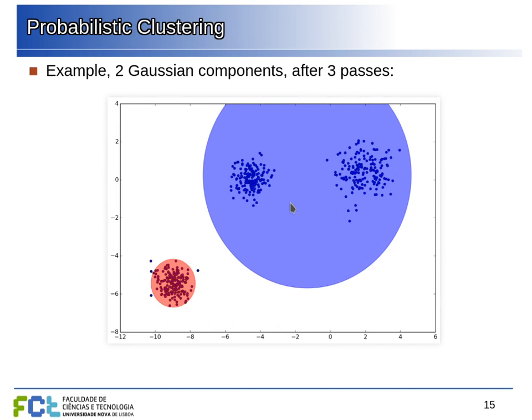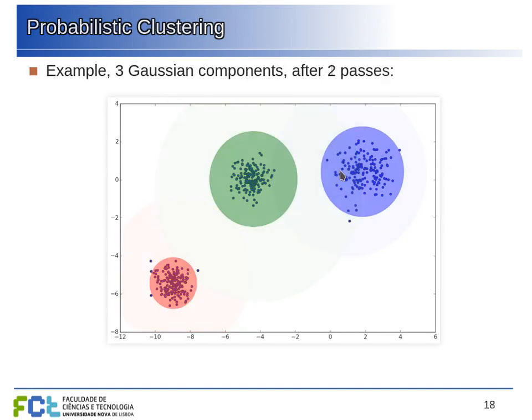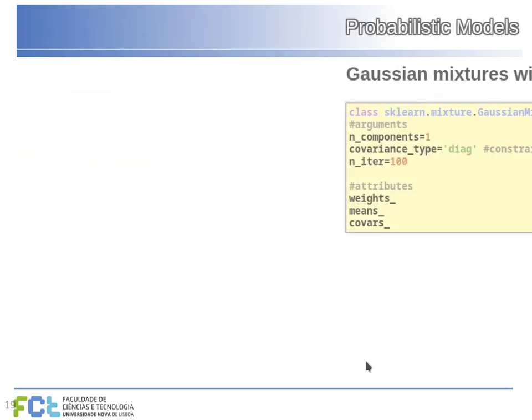So in this case, it's not a very good model, because we only have 2 Gaussian components, where clearly we have 3 clusters, but we can do the same thing with 3 Gaussian components. So again, after the first pass, the second pass, the third pass, and as we iterate through these expectation and maximization steps, we keep improving the parameters that define the central point and the covariance matrix of our Gaussian distributions.